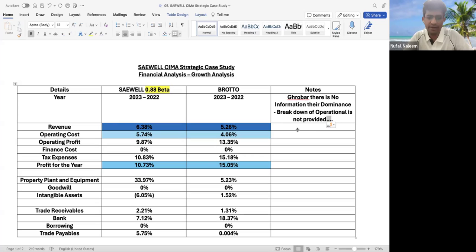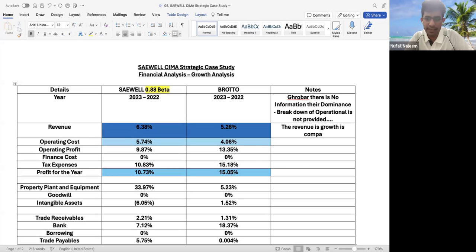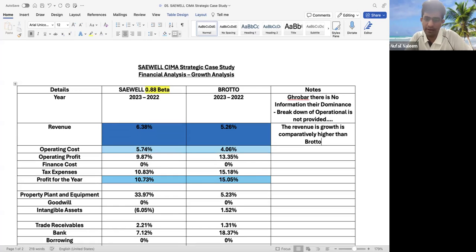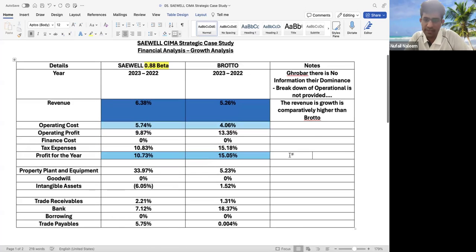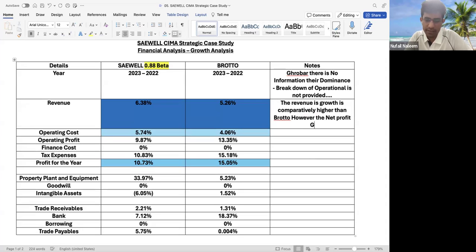So the first thing I'll write down here is the revenue growth. The revenue growth is comparatively higher than, if you observe, Brutto. Correct, no, students? Now, if you observe here, however, the net profit growth is effectively less. Now that is one more factor to be considered.